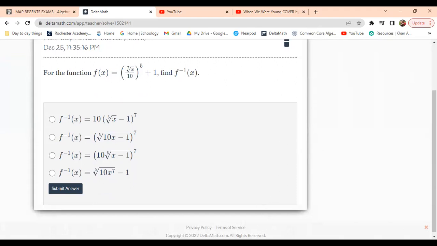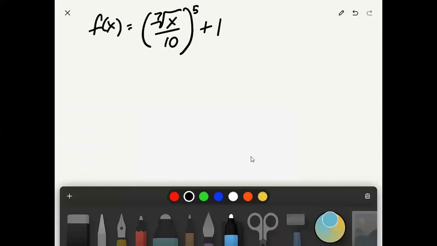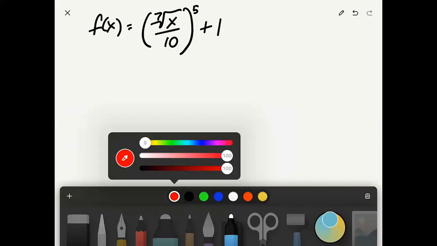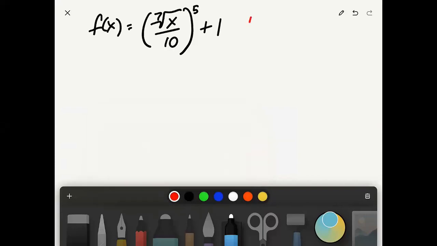So when I go over here to my iPad and I put that up, we're going to do PEMDAS. So the first thing that's being done to x is we're taking the 7th root. So I'm going to do this, the 7th root. Next thing that we're doing is we are dividing by 10.